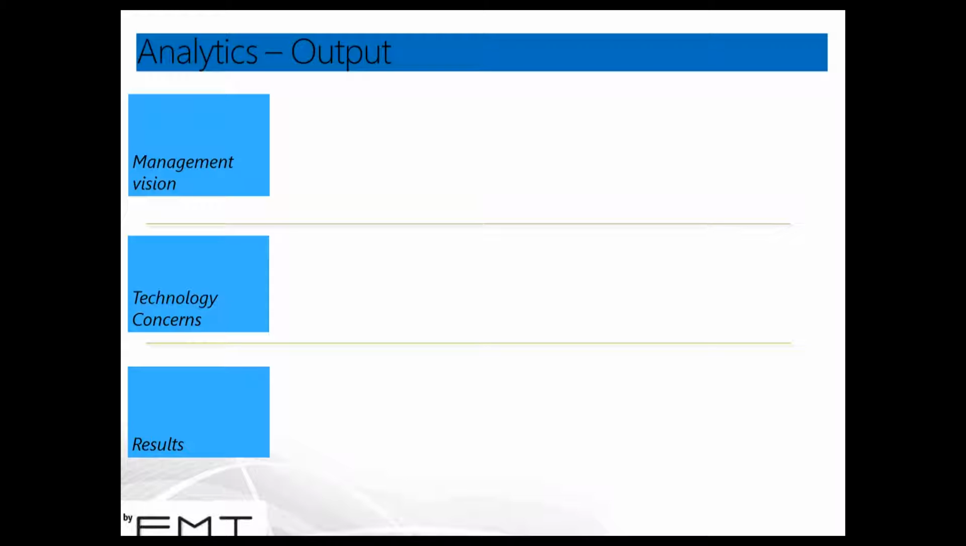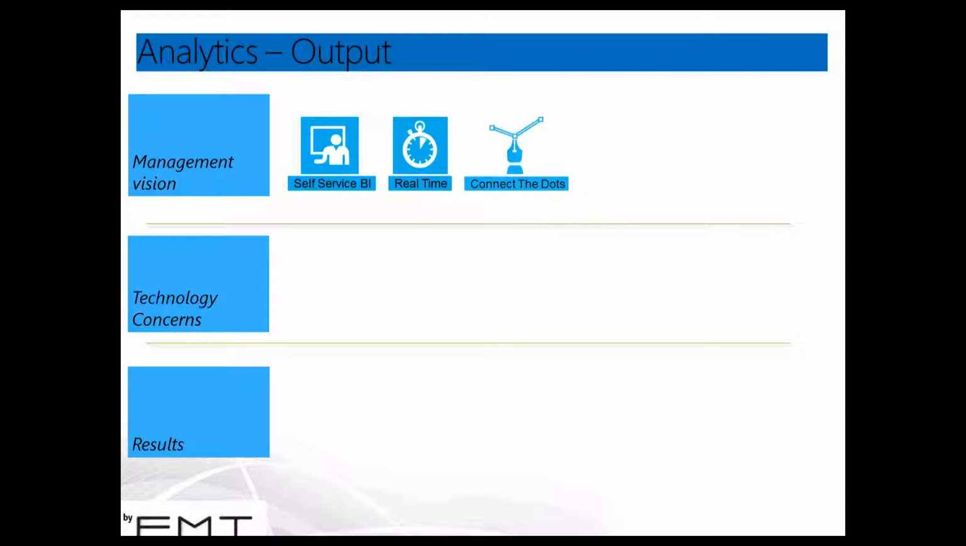So for me, the decision is primarily driven by management vision. The second step is obviously you choose the technology that allows you to fulfill that management vision. And the third one is to continuously evaluate what you have and measure the results based on your BI strategy. So in the management vision, the 5 things that I wanted to briefly touch upon were self-service BI.